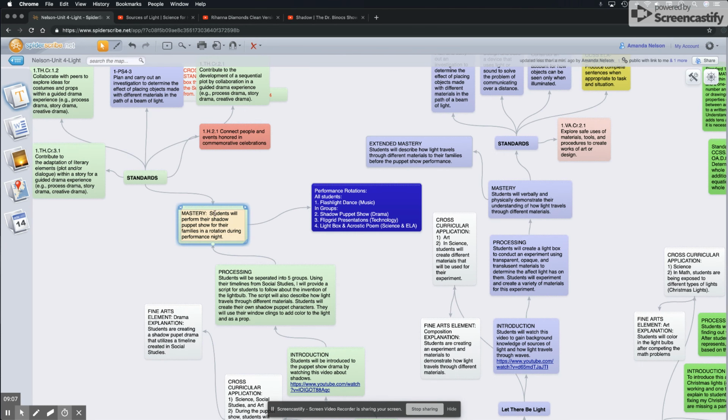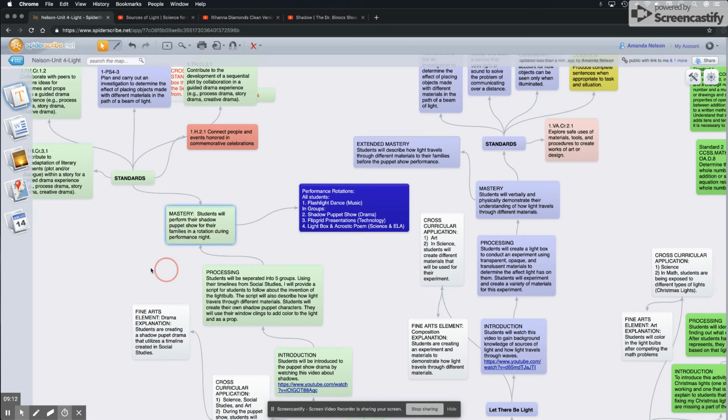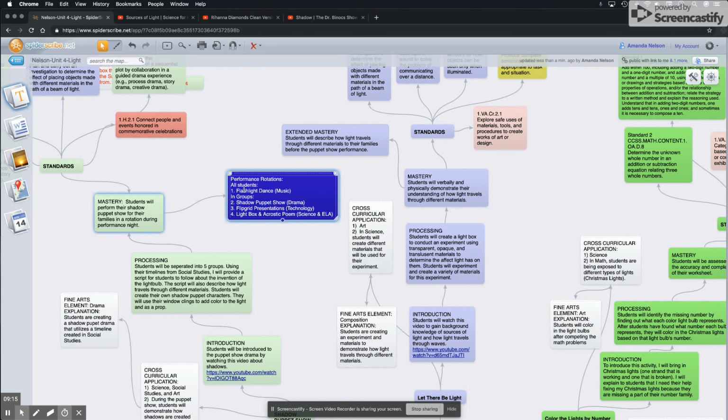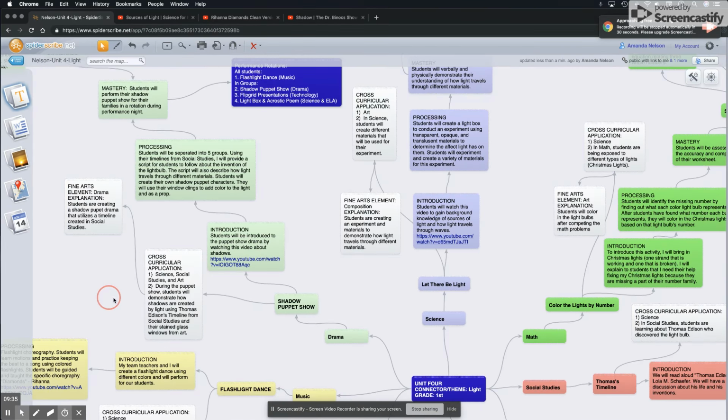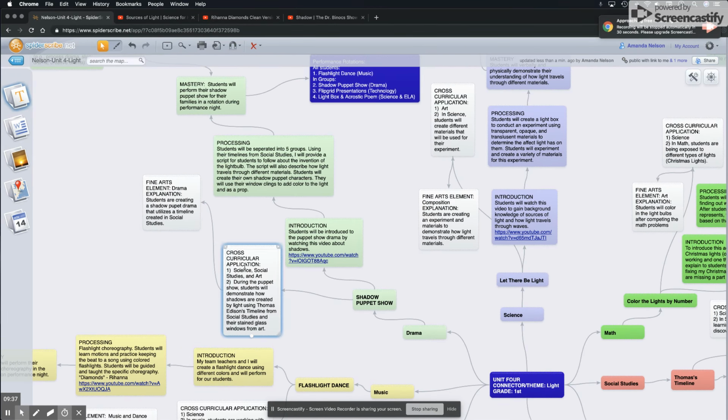For mastery, students are going to perform their shadow puppet in rotations. So for my rotations here, we're going to have all the students do the flashlight dance, and then in groups, they're going to go separate. One group is going to start with the puppet show. The next group is going to do their Flipgrid presentations with their parents. And then for the last rotation, the students are going to be showing their light box and their acrostic poems to their parents. So with drama here, my cross-curricular application is science, social studies, and art.